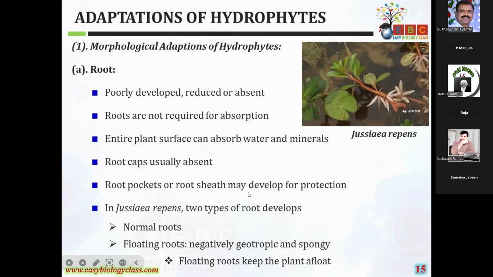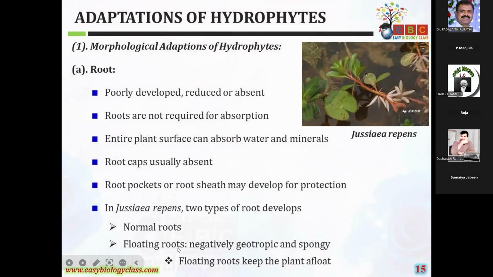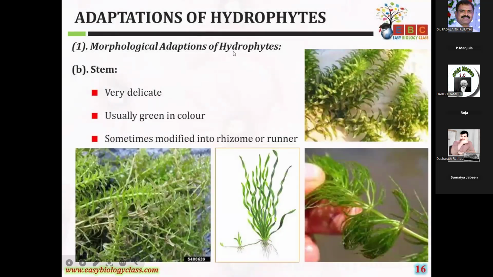In Jussiaea repens, two types of roots we can observe: normal roots and floating roots. Normal roots are mainly for attachment, and floating roots are negatively geotropic and spongy. The floating roots mainly help to keep the plant floating. So for buoyancy or balance, these floating roots help. Here, floating roots are spongy. So next one is the morphological adaptation of the stem.